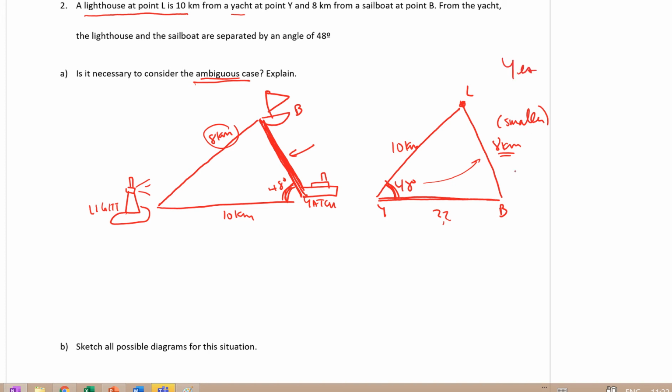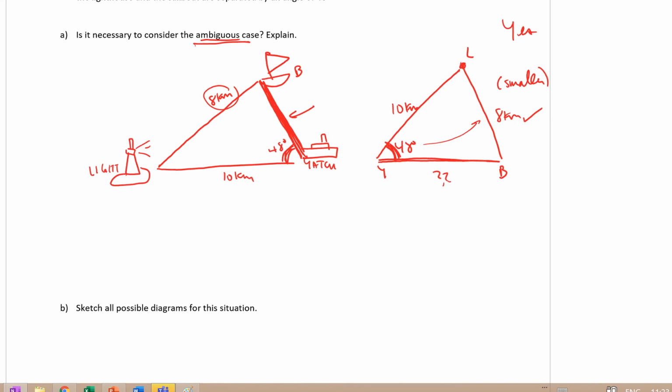But if this side is bigger, let's say if it wasn't 8 here, let's say it was 12, then because it's opposite from the angle, it will not be ambiguous. Anyhow, since it's 8 kilometers, the answer is yes.